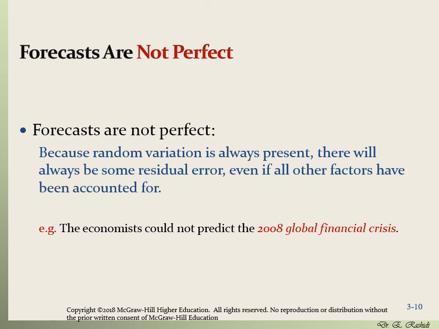for that variable. For example, the economists could not predict the 2008 global financial crisis. The Nobel Prize laureates, all those famous scientists, all those intellectuals and the smartest people in the world, the Ivy Leagues, Harvard, Cambridge, Oxford, none of them could actually predict the 2008 global financial crisis.